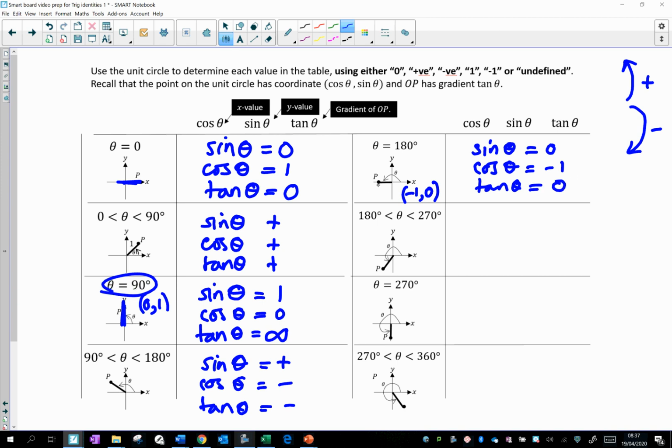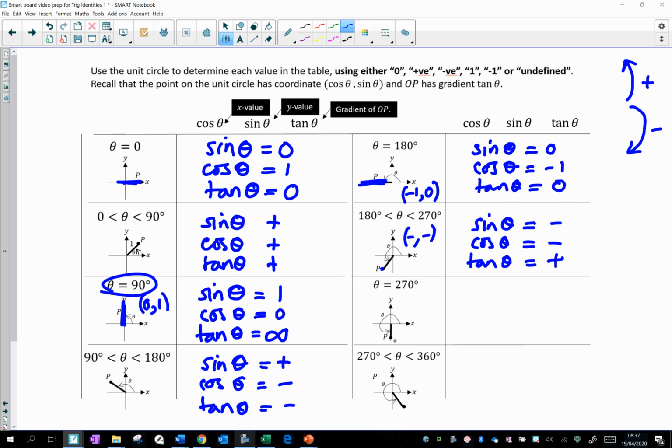Okay, which is because the gradient is 0. Right, between 180 and 270, and we did this on the previous page. Now you can see sine theta is going to be negative. Cos theta is also negative because the coordinates of this point are both negative. Cos and sine theta are both negative. Tan theta, though, which is the gradient, is going to be positive.